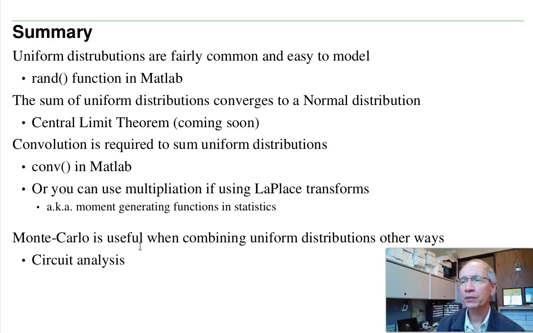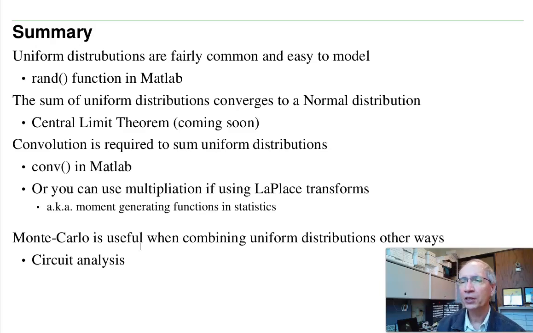When I put resistors in series, they add. So what I'm really doing is I'm adding uniform distributions. When you sum uniform distributions, it very quickly converges to a bell-shaped curve. That's called a normal distribution. That's the central limit theorem, an upcoming lecture.